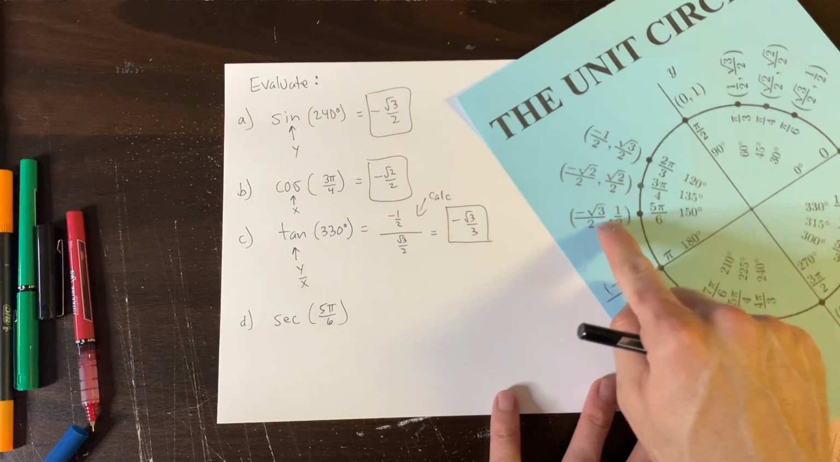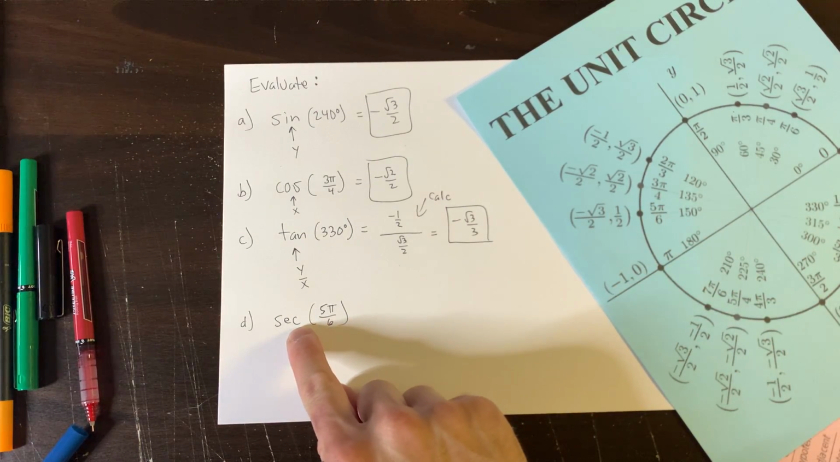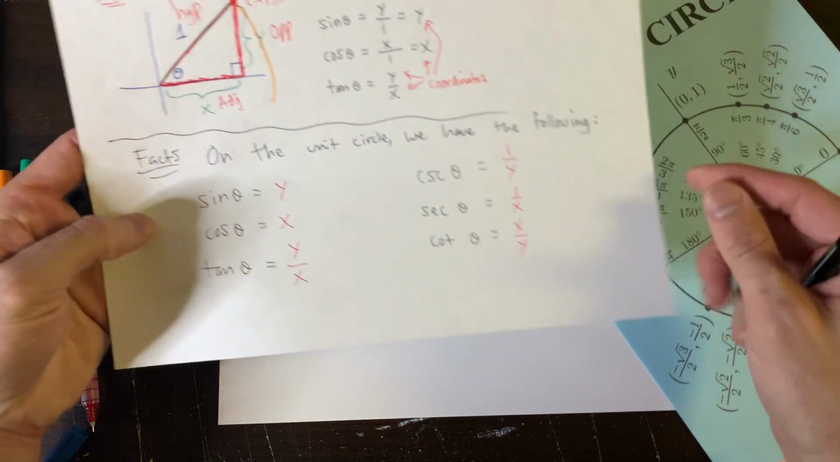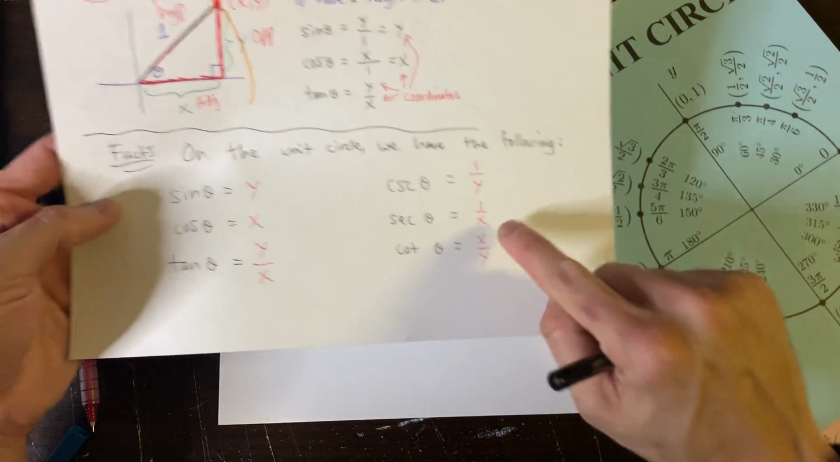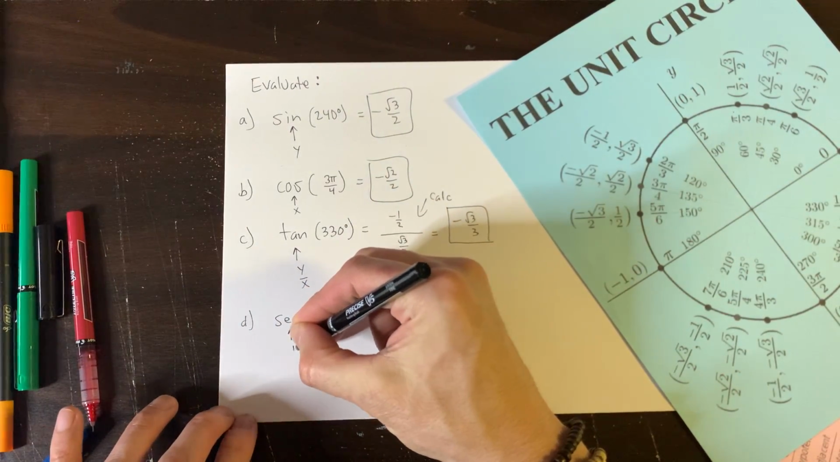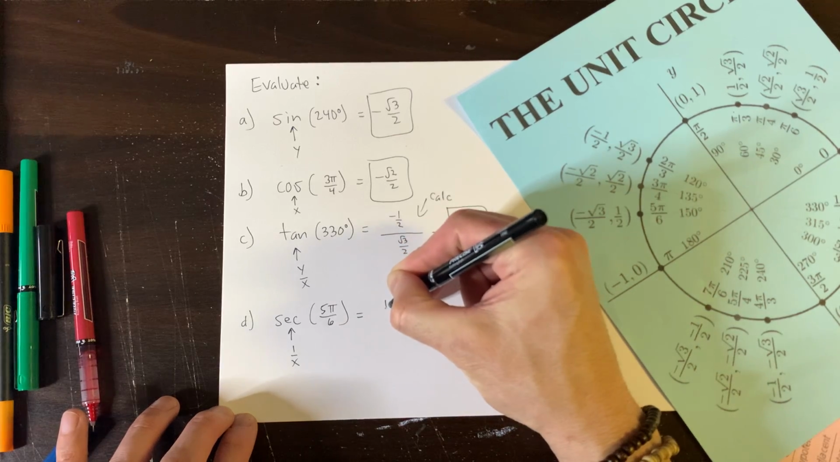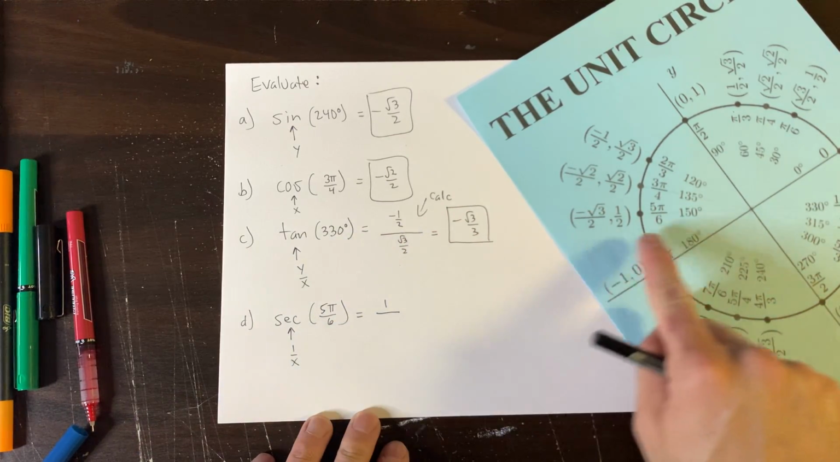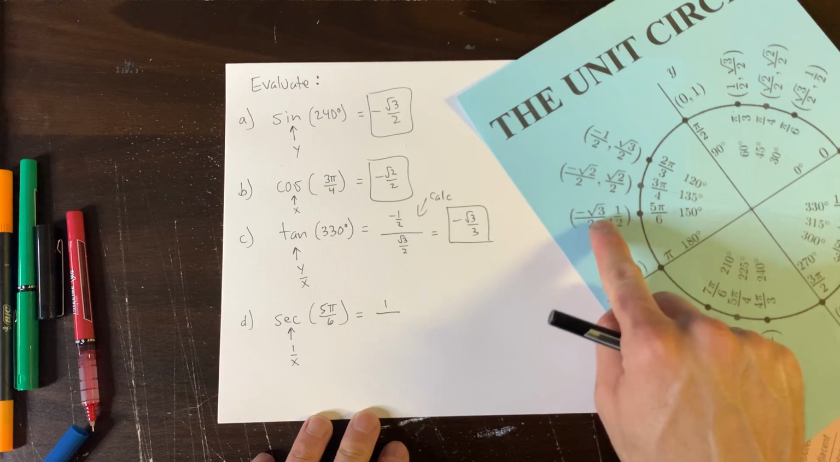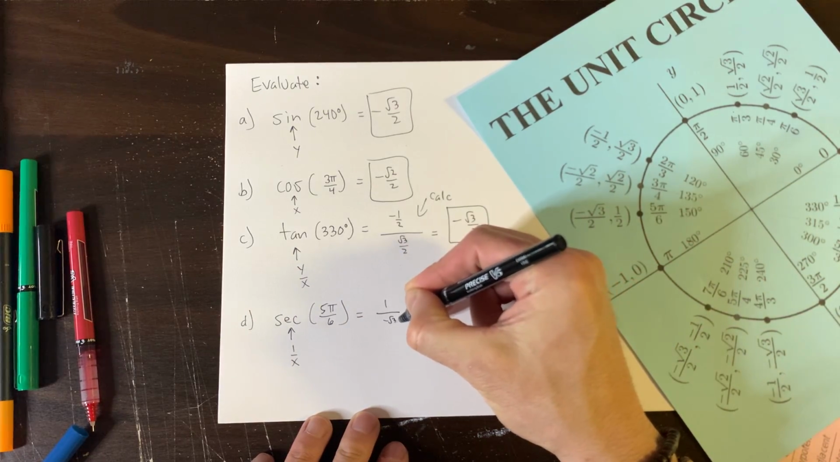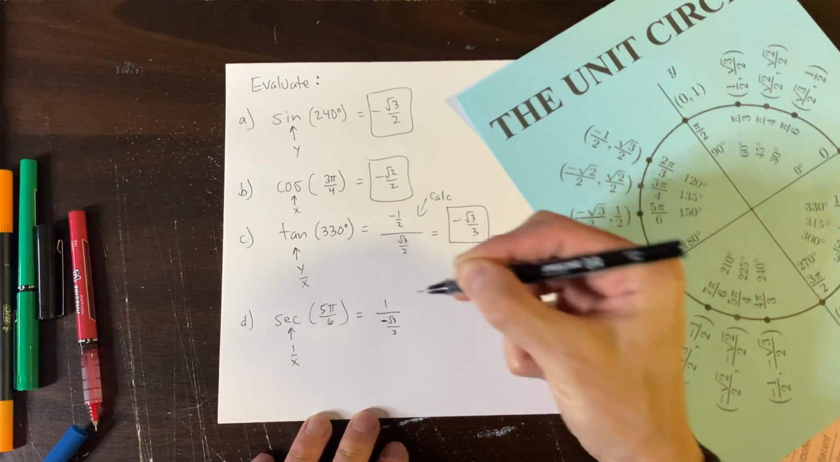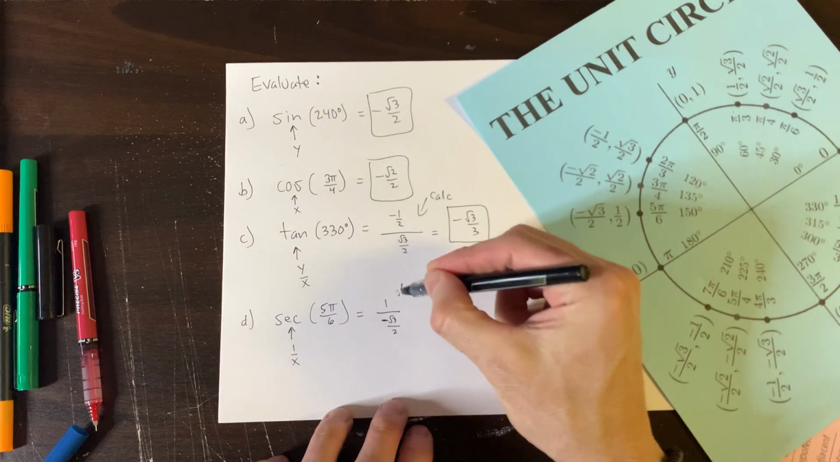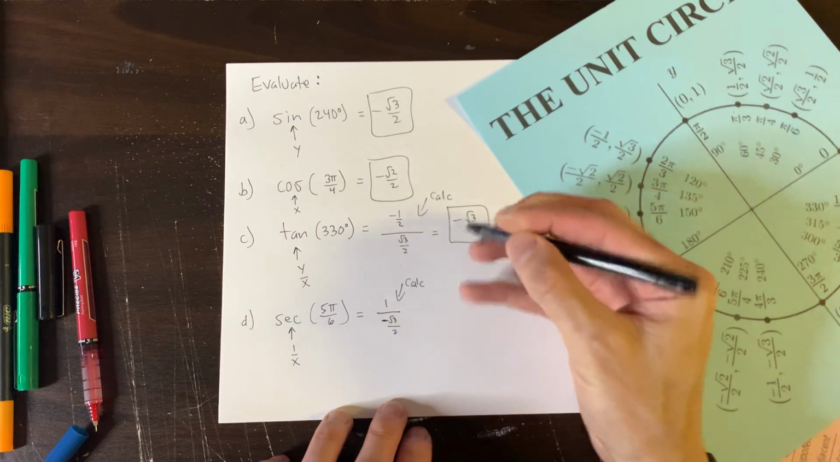So I'm looking at these guys. But then secant, look at your notes, your cheat sheet. Secant is 1 over x. So secant is 1 over the x coordinate. So there's 1 over. Now the x coordinate at 5 pi over 6 was negative square root 3/2. That's kind of weird, but let's see. Negative square root 3/2.